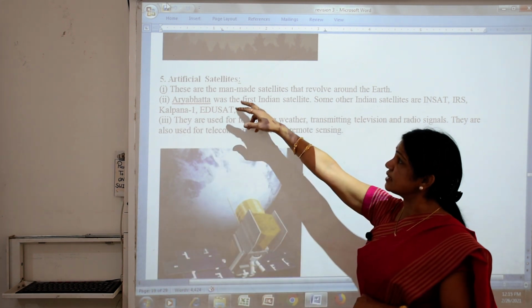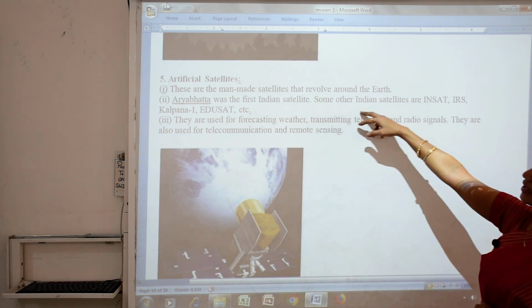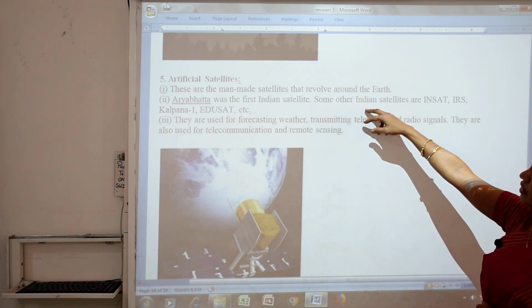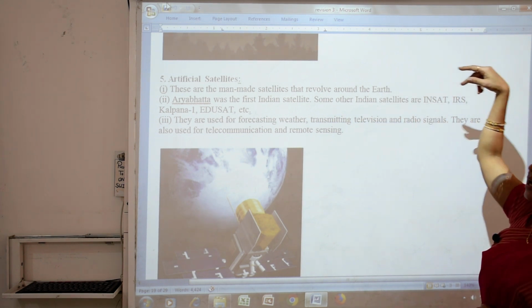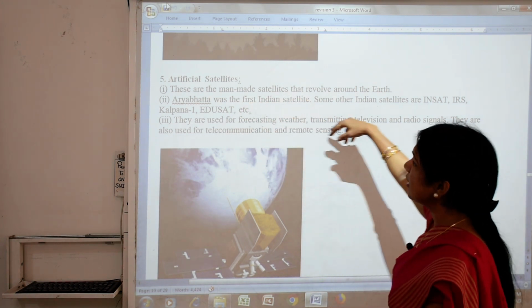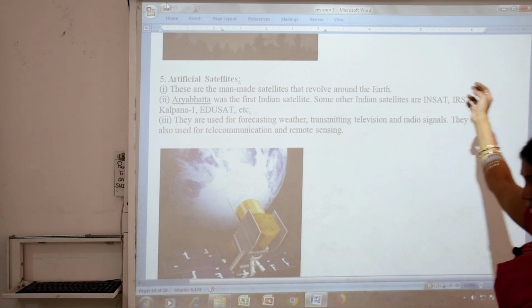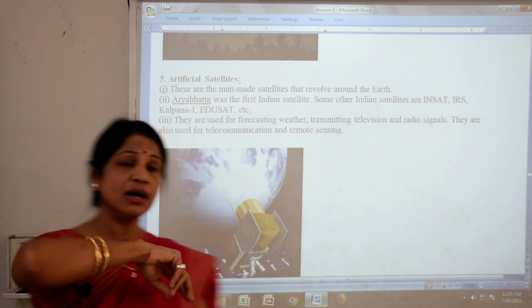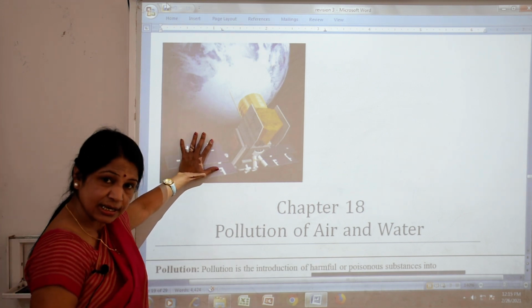So first, these are man-made satellites, such as Aryabhatta, which was the first Indian satellite. Some other Indian satellites are INSAT, IRS, Kalpana-1, EDUSAT, etc. And they are used for forecasting weather and for television and radio signals. That is called an artificial satellite. This is an example of an artificial satellite.